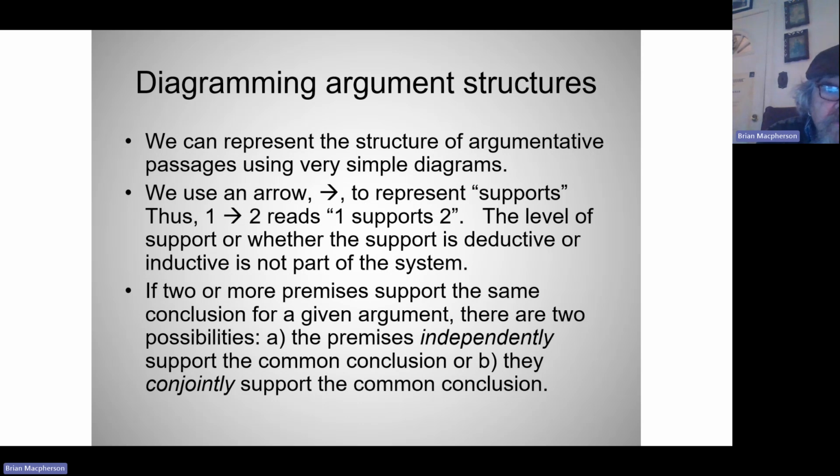Okay, so as I say here on the slide, if 2 or more premises support the same conclusion, there are 2 possibilities, right? Either the premises could support the conclusion independently, or they could support the conclusion conjointly or dependently, right? Those are the 2 possibilities. So let me illustrate this with a couple of simple examples. So let's go to the next slide.